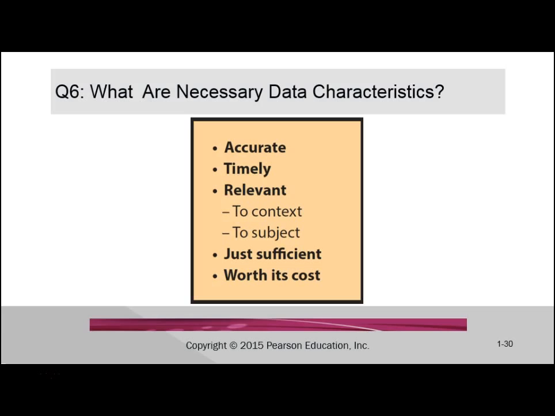Information needs to be timely. Okay? Nothing is as useless as yesterday's newspaper, right? It needs to be there for the purpose of making the decision. If I'm deciding how many products to order for my store, I want last month's sales report, not one from 7 years ago, right? It also needs to be relevant to the task at hand. Information is great, but if it doesn't relate to the context or the subject you're trying to make a decision on, no good.